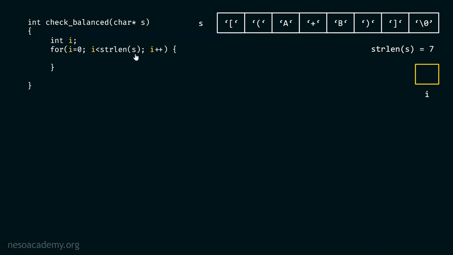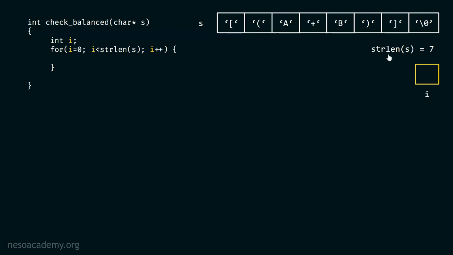Now what do we mean by this? We know that the strlen function will return the length of this particular string, right? Here of course I have passed S to it, which means that it will return the length of this string. You can see that the length of the string is 7. Therefore, strlen(S) will return 7. Correct?